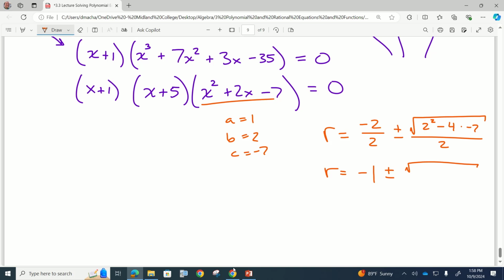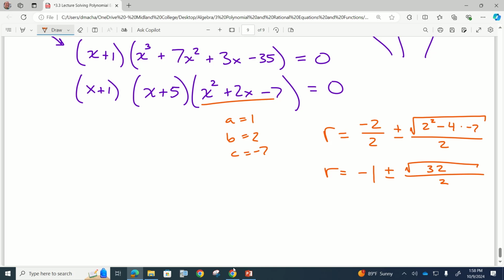So that's negative 1 plus or minus the square root of 4 plus 28. Underneath the square root is actually 2 squared minus 4 times negative 7. So it's 4 plus 28. And 4 plus 28 is 32. You can't just say the square cancels the square root, because you've got to include everything under the square root first.